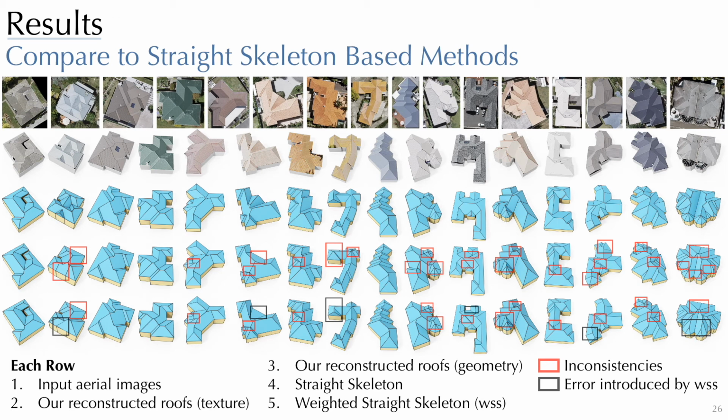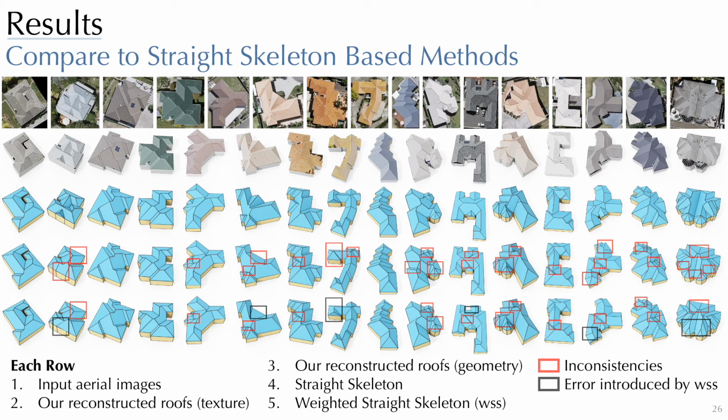The top row shows the reference images. The second row shows our constructed roofs textured by the image. And the third row shows the topology of our constructed roofs. The fourth row shows the roofs constructed by the straight skeleton method, and we highlight the major inconsistencies in topology with the input image using red boxes.